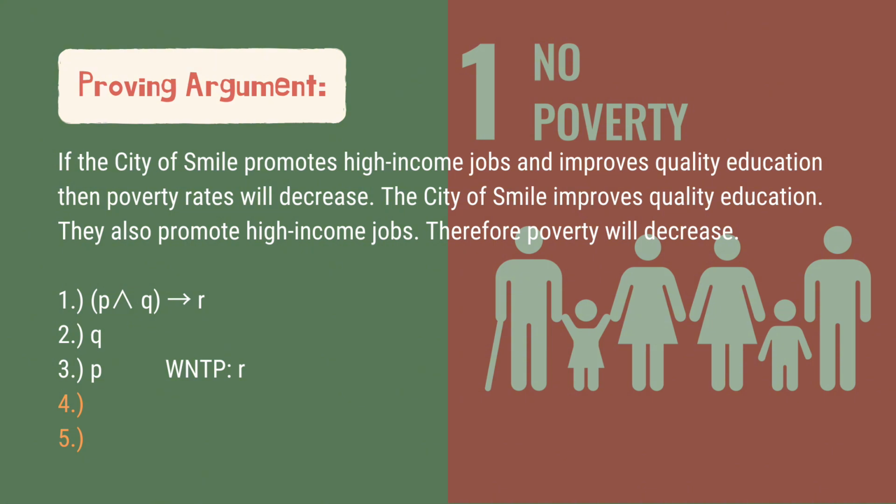So the first thing that we can do is perform conjunction from number 3 and 2, and we have P and Q. Lastly, to finish the process, we use modus ponens from number 1 and 4 to have R, making our argument valid, and that's it. Our first argument is a tautology.